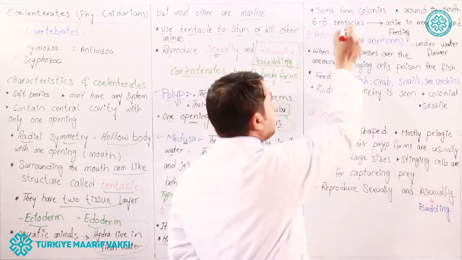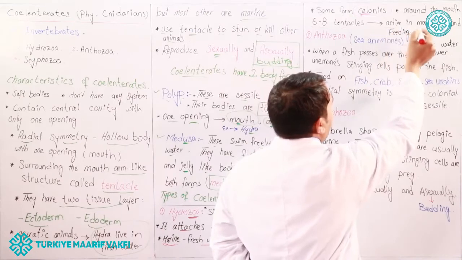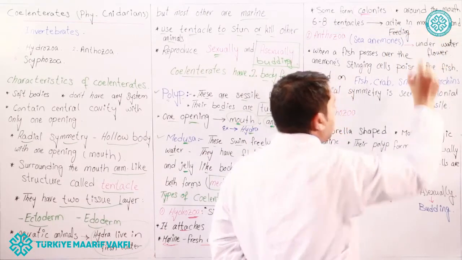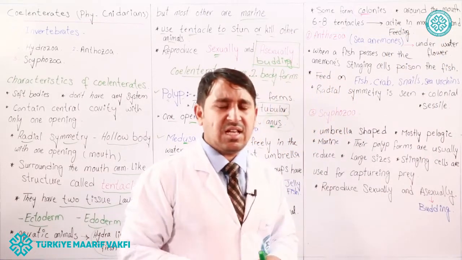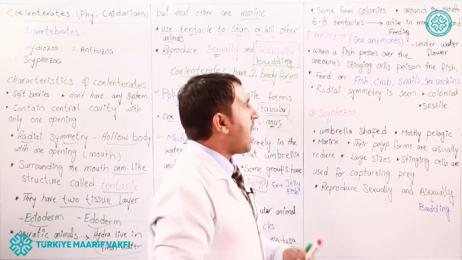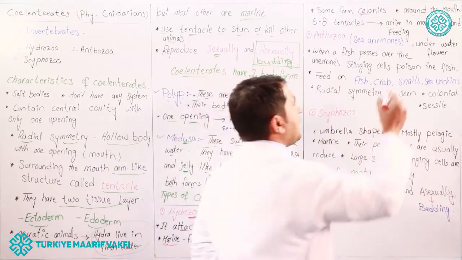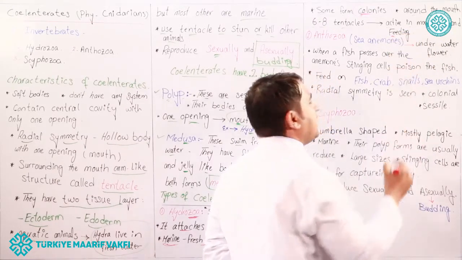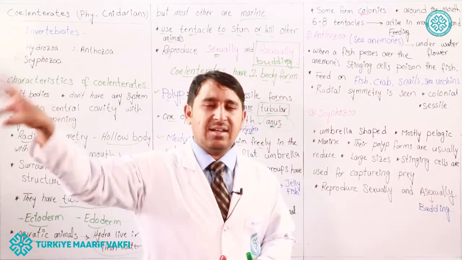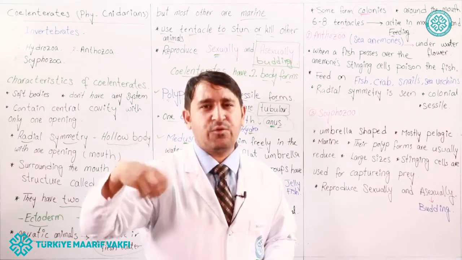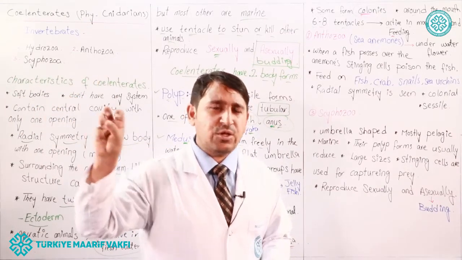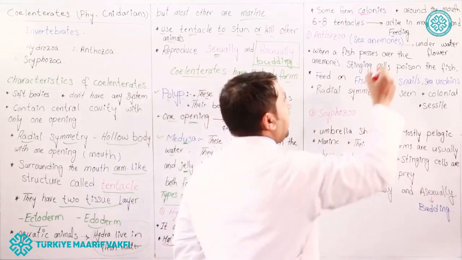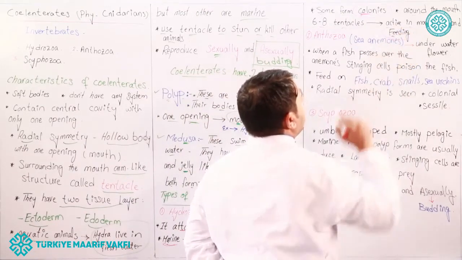What is the function of the tentacles? Tentacles are active in movement. They use the tentacles for movement, and also they are using these tentacles for feeding, to capture other living organisms as a food source. In that case, they are feeding with these tentacles.